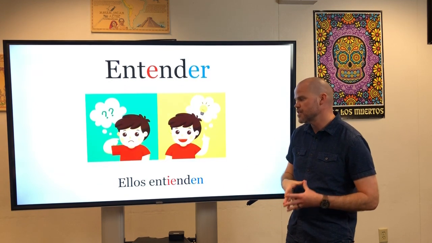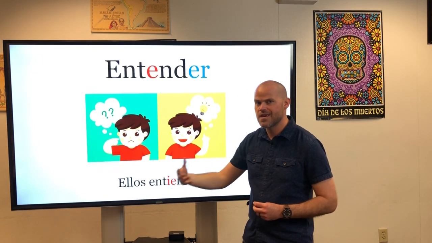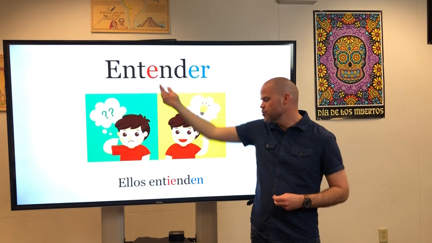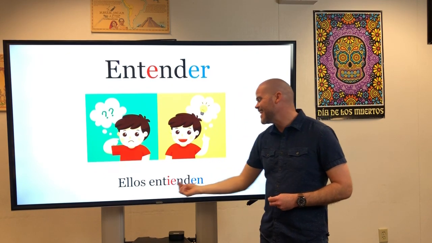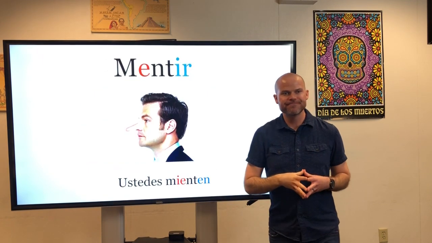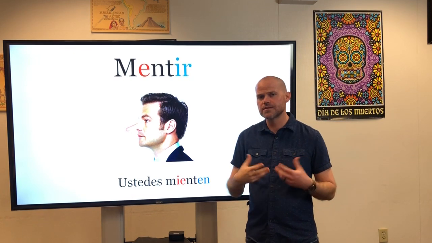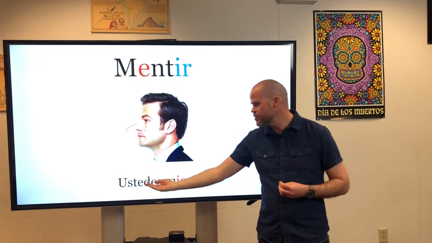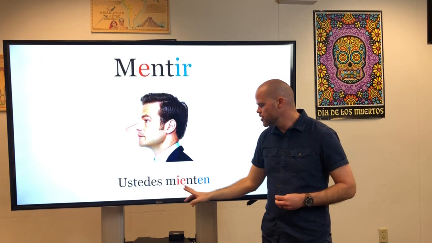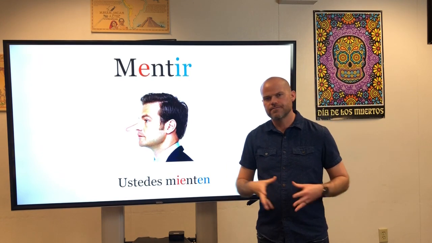Entender means to understand. And here we have ellos doing the action. That's inside the boot again, right? So that means that we're going to have to change the E to an IE. So ellos entienden would be they understand. Okay, next one is mentir. Mentir means to lie. So here, ustedes is again inside the boot, so we have the stem change. The E is changing to an IE. Ustedes mienten would be you all lie.